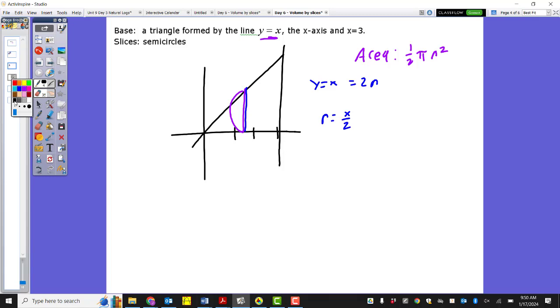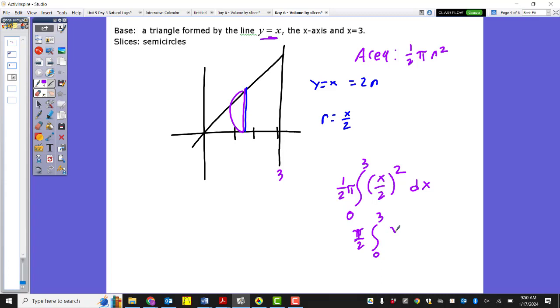And so now we can set up our integral. We do the integral from 0 to 3, because this is the line x equals 3. I'll pull the 1/2 pi to the outside, x over 2 squared. Or let's say pi over 2, we'll go from 0 to 3 of x squared over 4 dx. And this gives us the volume of that shape.